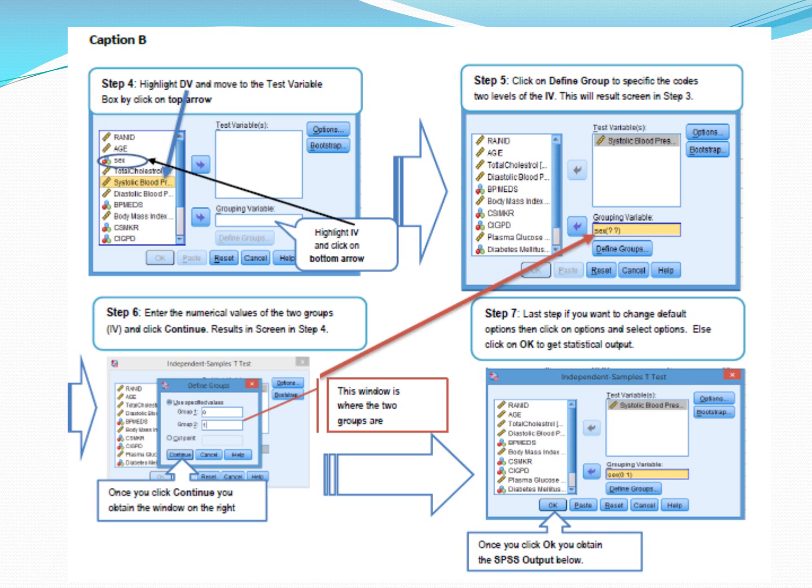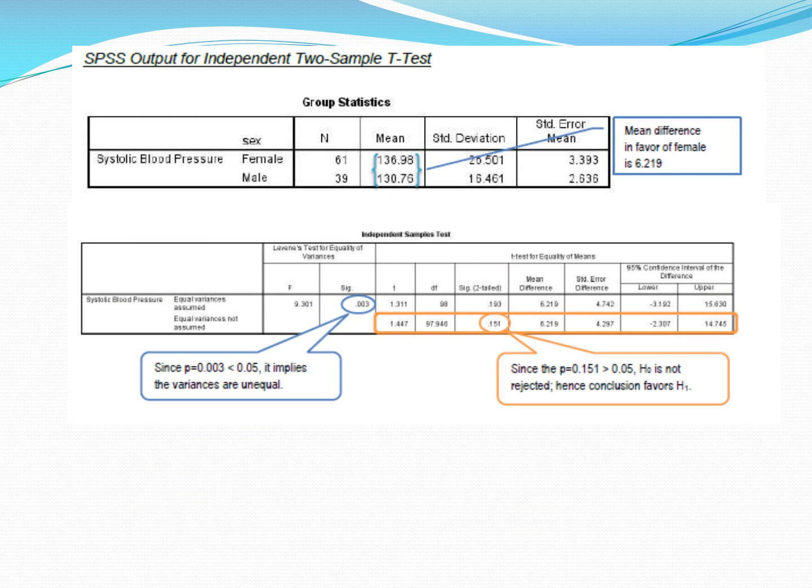So we click OK, and that concludes the independent sample t-test and generates the necessary SPSS output that we need. The SPSS output for the independent two-sample t-test is displayed using two sets of tables, the group statistics table and the independent sample test table.